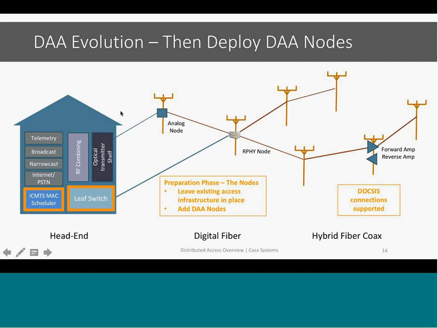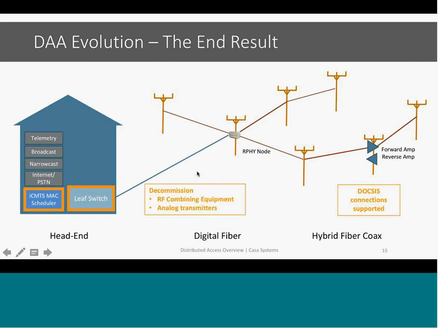So this is another segment of my network. I can leave that up and operational. I can deploy this DAA, this remote PHY node here, and start servicing people this way. Then eventually, as I continue down my plant, I decommission all of my existing RF combiners and optical transmitters. The driver, again, was to reduce cost, space and power. So by doing this, all of this equipment comes out of your master head end or your head end.